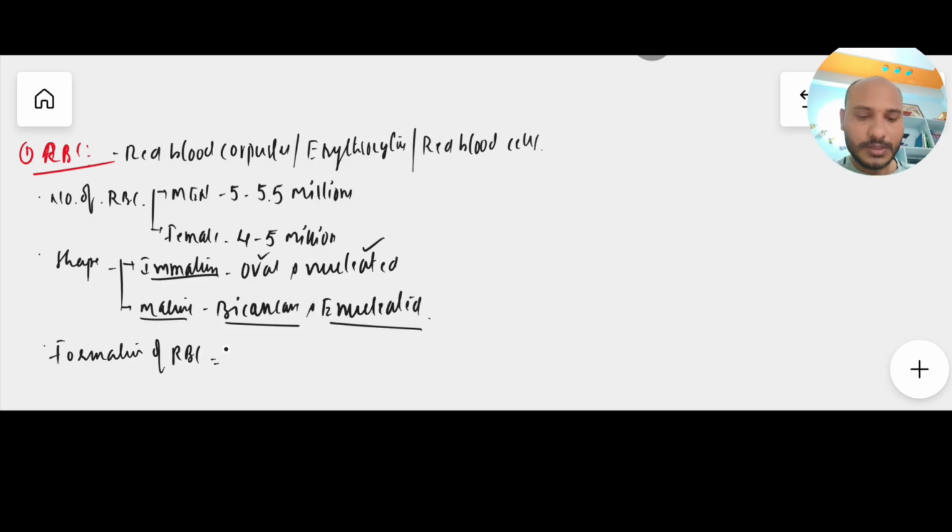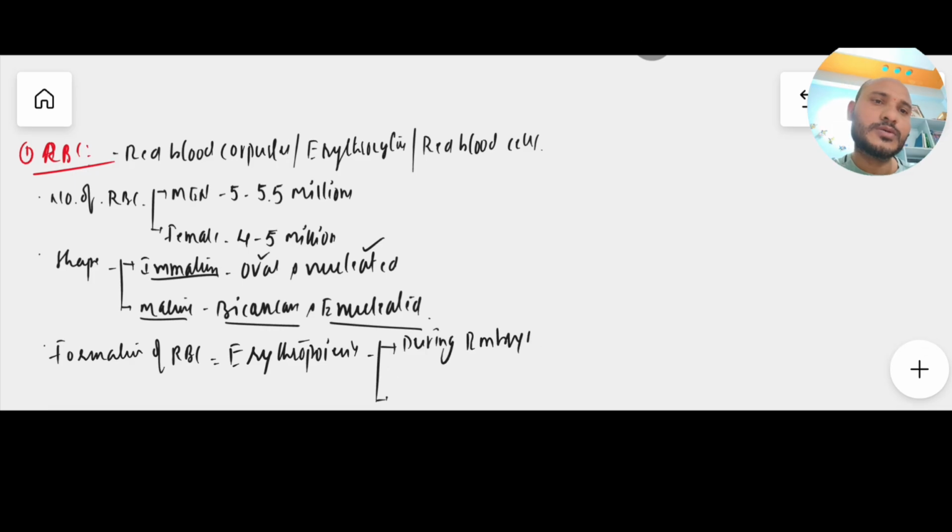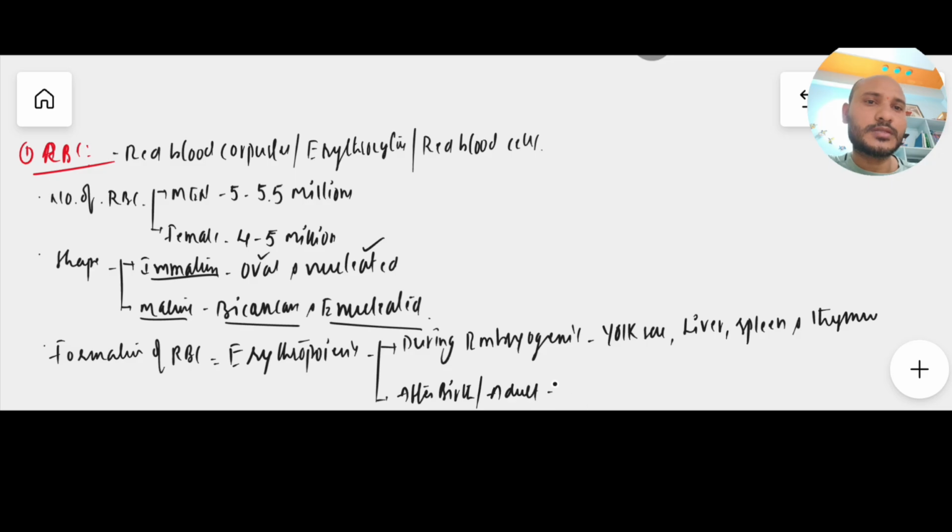The formation of RBC is called erythropoiesis. During the embryonic stage, RBC formation takes place in the yolk sac, liver, spleen, and also in the thymus. These are the various places where the erythropoiesis process occurs during the embryonic stage. After birth, in adults, the erythropoiesis process occurs in the red bone marrow.